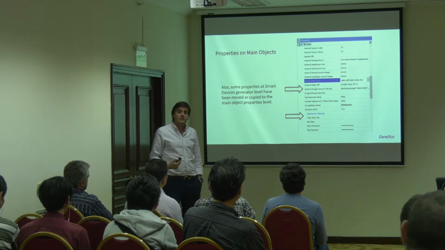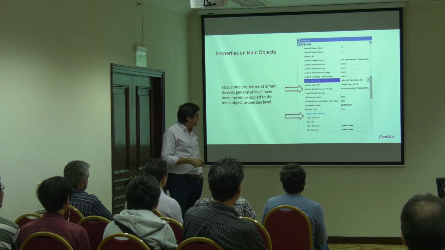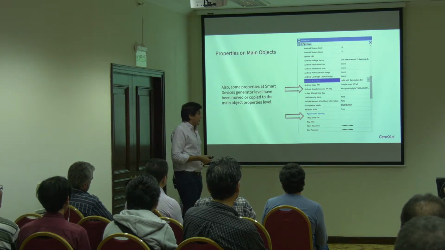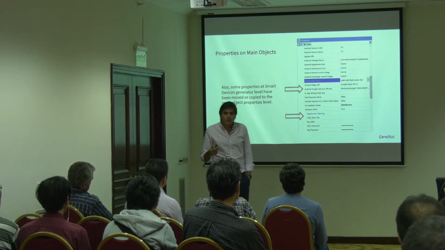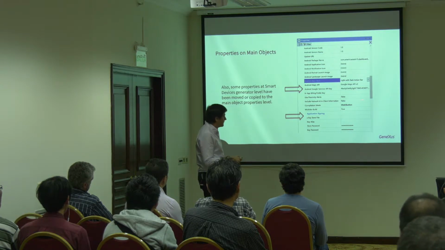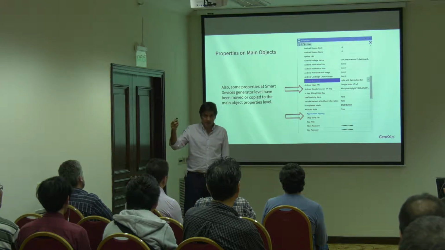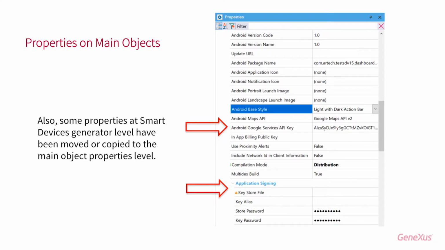You can have it configured, and in that case, you are signing the application using credentials that GeneXus itself puts at your disposal. But when you put the applications in production, you necessarily have to change the compilation mode to distribution. Otherwise, you won't be able to publish your application in Google Play.